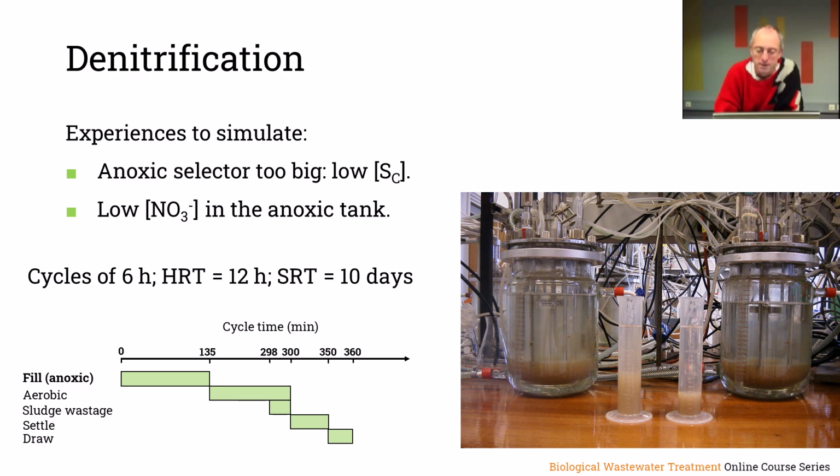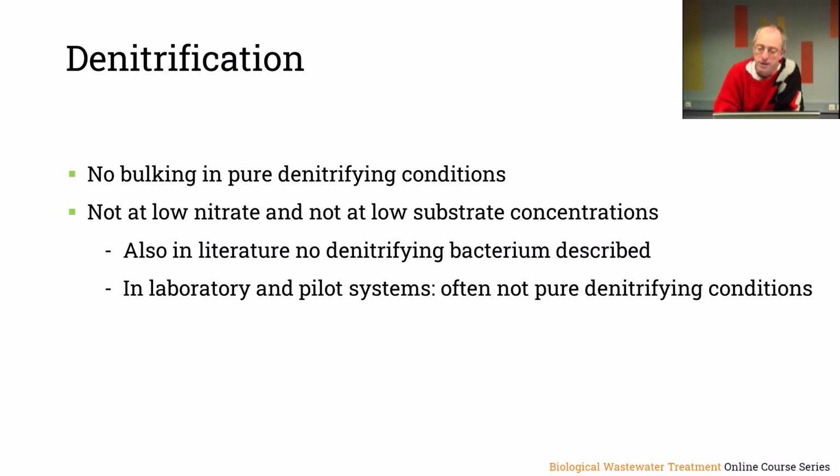And again, we operate in this case cycles of about 6 hours, hydraulic retention time of about 12 hours, and a solid retention time of about 10 days. So, in the range of nutrient removal processes. And what we see, without going into all the details, is that if the anoxic selector is too big, we get a low substrate concentration, again, at the uptake, and we can also simulate a low nitrate. Similar, nitrate replaces oxygen, so we can also look to low nitrate concentrations.